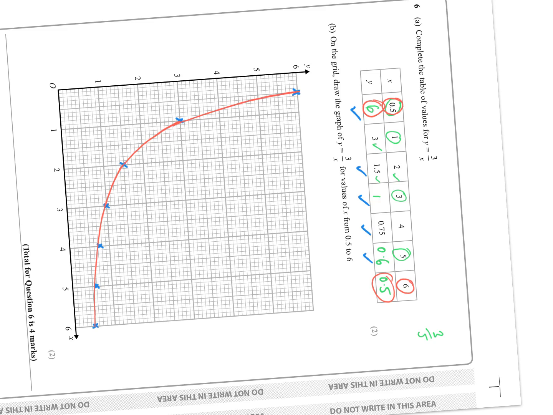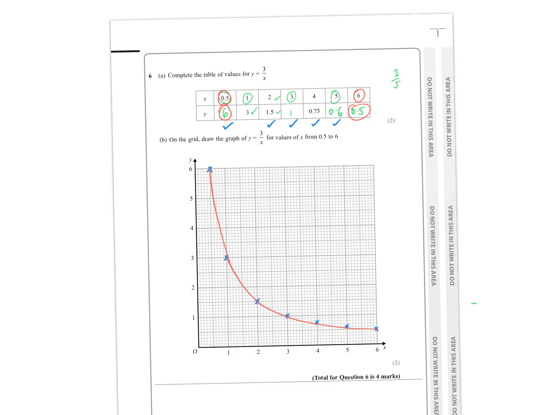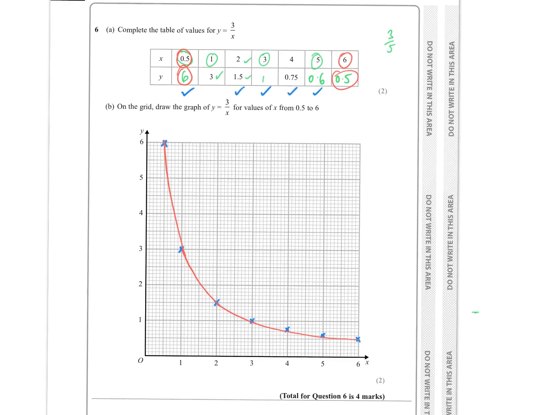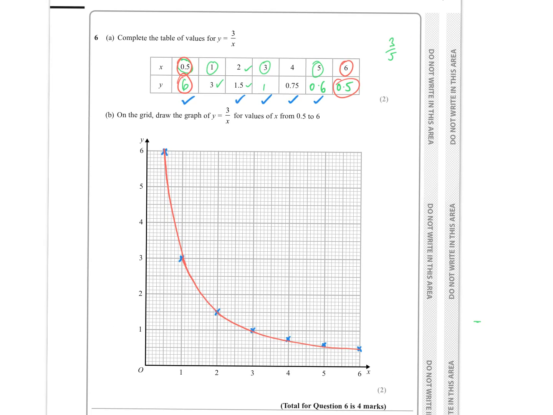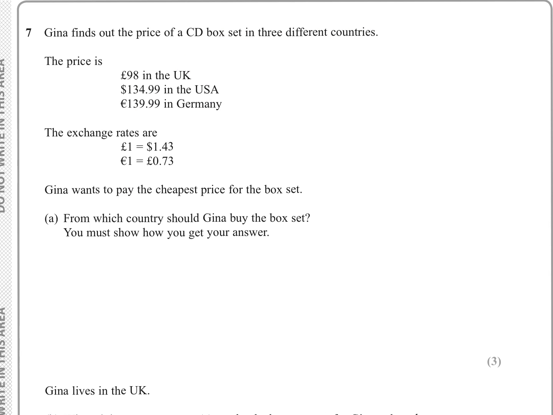Okay, so not perfect, but that would do it in an exam. So like I said, some of these questions on the higher paper appear on the foundation, so I probably spent a little bit more time on the foundation, not much more, but if you want to look at the question again, feel free.